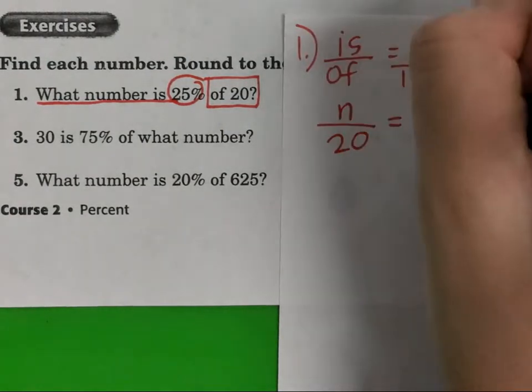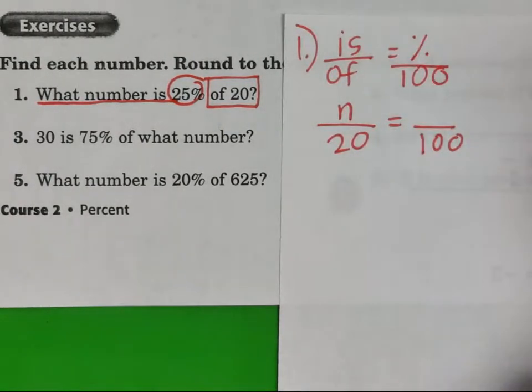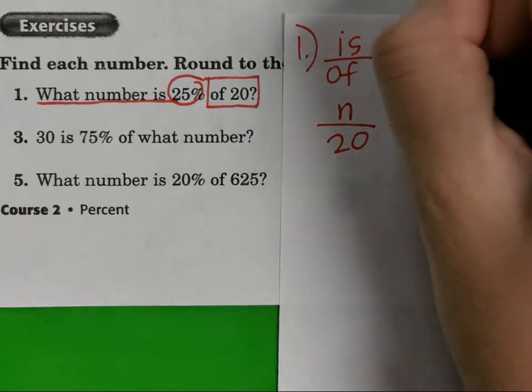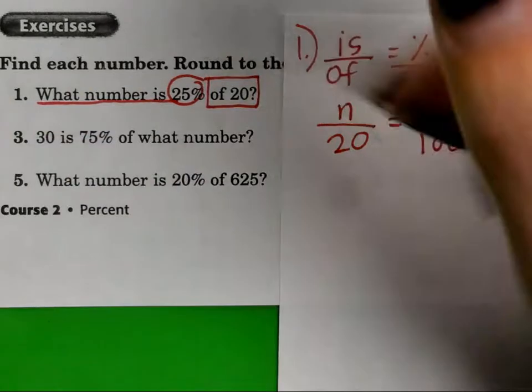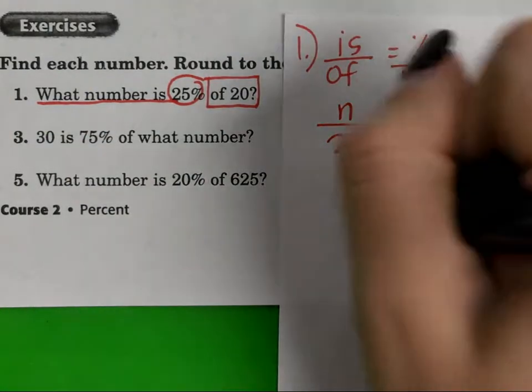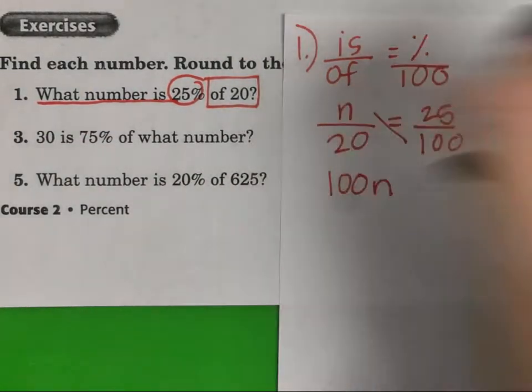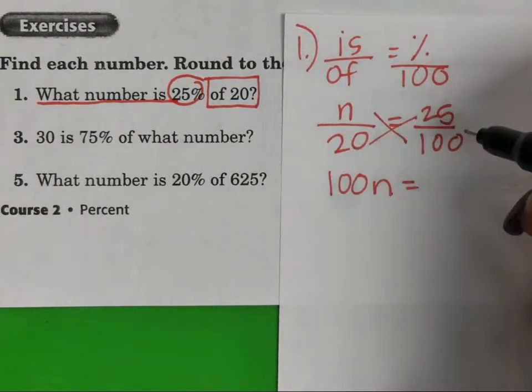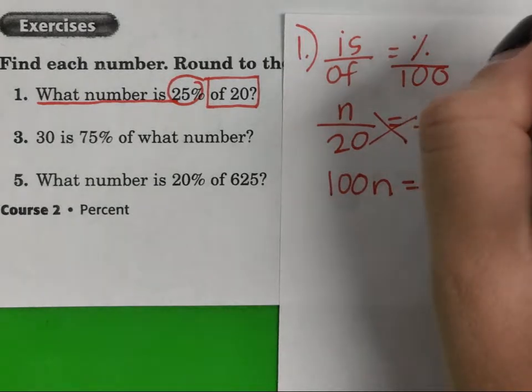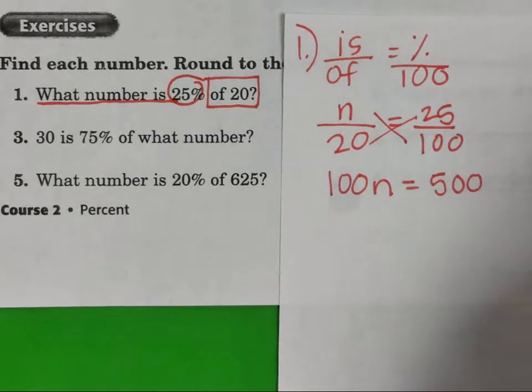Equals percent over 100. So what is percent? 25. Now I have a proportion, so I can cross multiply. So n times 100 just gives me 100n equals 20 times 25, 500. Now I have a one-step equation. So how do I solve for n? 100.